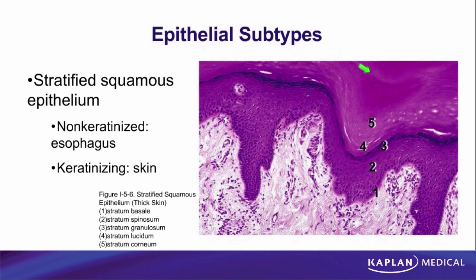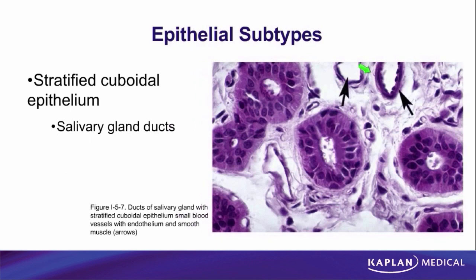Okay, and then one more cell type that we should look at. The last one that we're going to look at is called a stratified cuboidal epithelium. So here we see a lumen. That lumen is being lined by these cells that are cuboidal in shape, but we see that there's another layer behind them between the lumen and the basement membrane. So this is a stratified cuboidal epithelium.